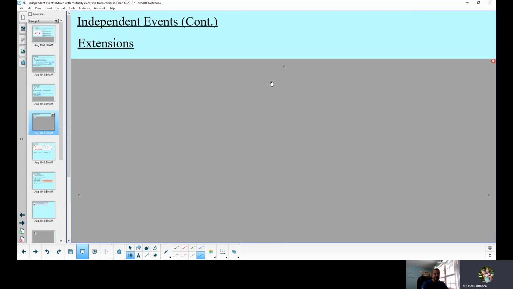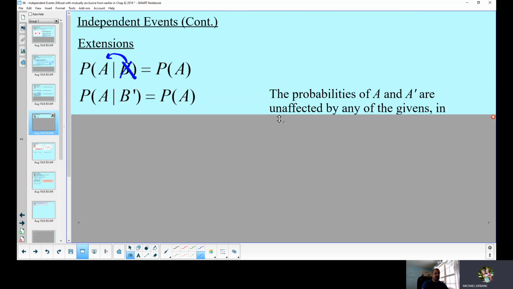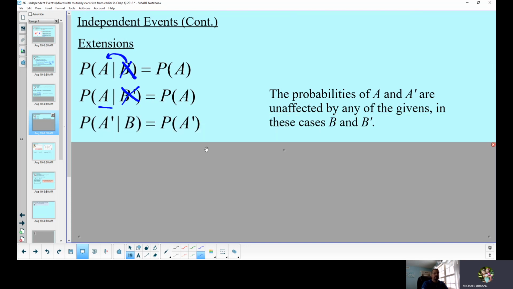So some extensions we have for that. First one here is the probability of A given B is just the probability of A. Because if they're independent, B has no bearing on A. Therefore, the probability of A given B is equal to the probability of A. Same thing here. The probability of A given B prime. Well, anything related to B is irrelevant because it doesn't have any impact. So the probability of A given B complement is just probability of A.